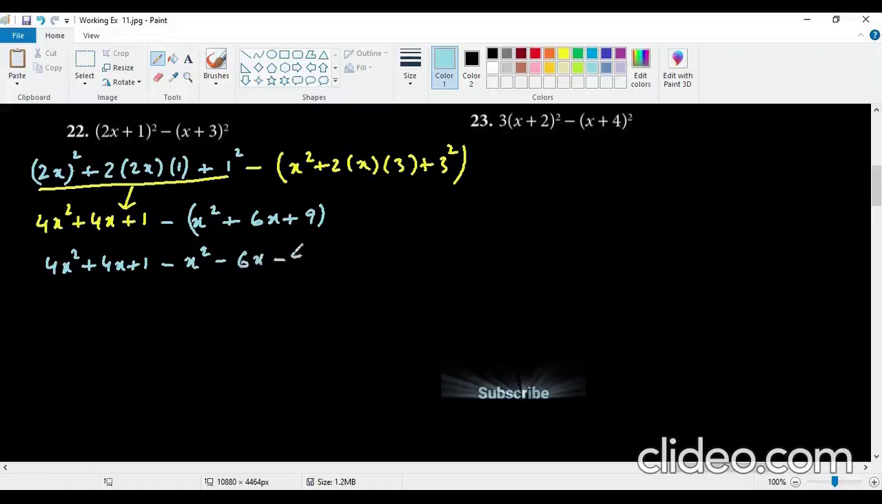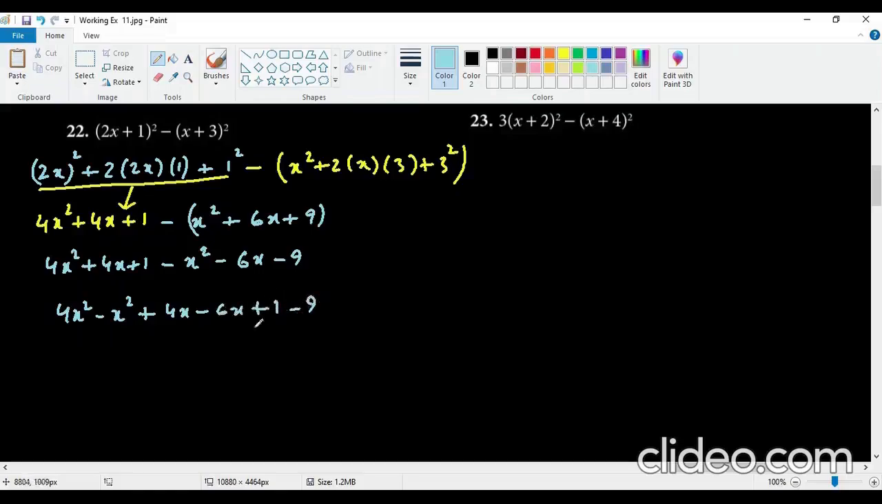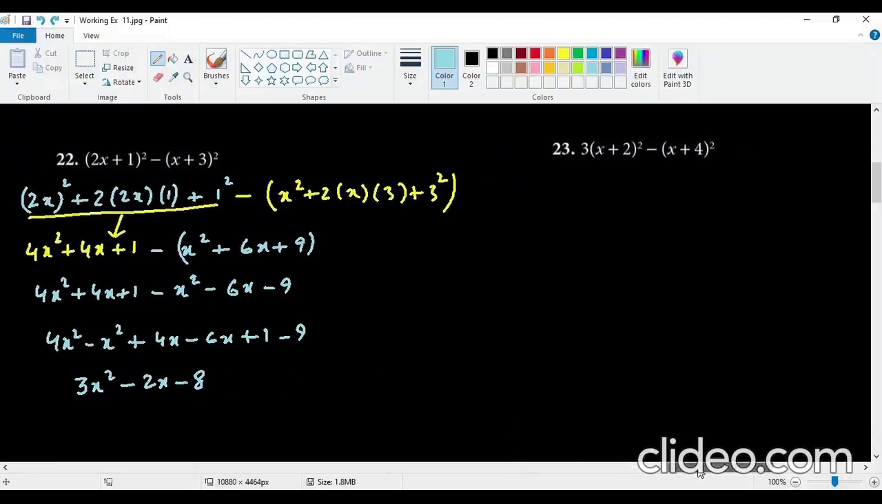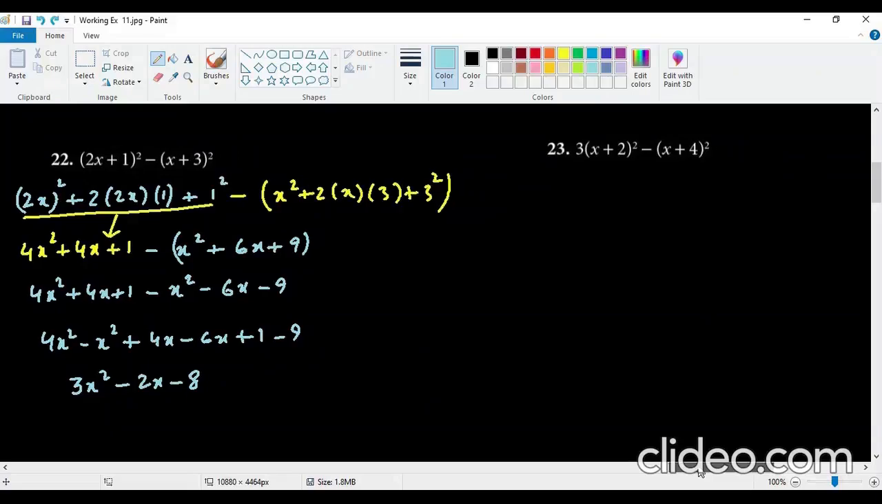So 4x square minus x square both are like terms. 4x and minus 6x, and plus 1 and minus 9 are both numbers. So 4 minus 1 is going to give us a 3x square and minus 2x, and in here plus 1 and minus 9 is going to give you a minus 8 as an answer. So 3x square minus 2x minus 8 is the answer for this question.